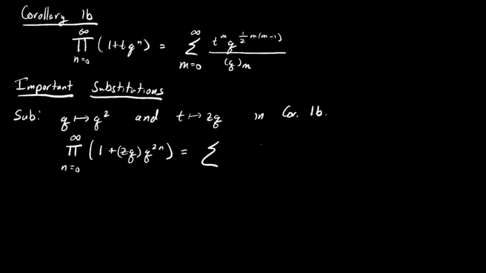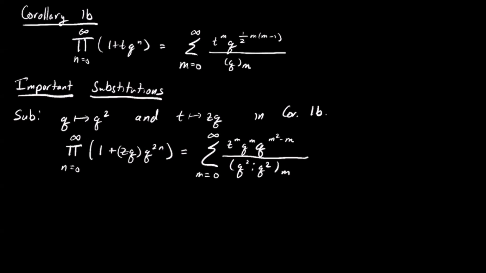Well, I'm replacing t by zq and q by q squared. So the q power becomes q squared to the 1/2 m times m minus 1. So this becomes q to the m squared minus m. Right? The 1/2 disappears. It gets canceled by the q squared. And what happens with the t term? This becomes z to the m, q to the m. Right? And in the denominator, I'm going to have q squared sub m. m goes from 0 to infinity.